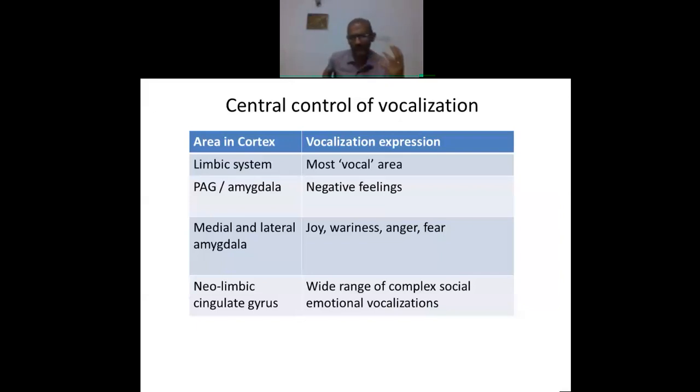So if we are involved in active discussions, with a lot of activities happening, then this area would come into play. So this is just in brief about the specific areas in the brain: the limbic system, the periaqueductal gray, the amygdala and the cingulate gyrus. So these are all the different switches, placed depending on what we are trying to convey in our communication.